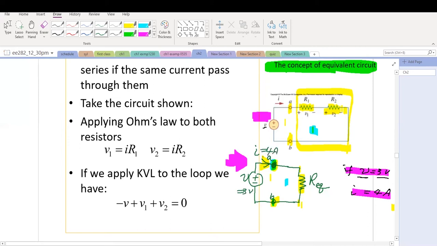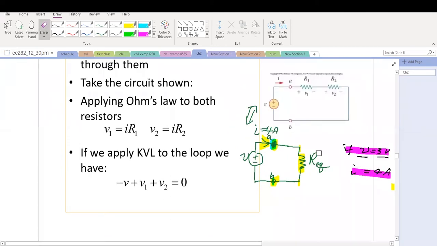Only if these two conditions are satisfied, the same voltage on this terminal and the same current flowing into the terminal or out of the terminal, depending on the direction that the current is defined. It doesn't matter which direction we define. Then these two circuits are equivalent. So next, let's look at what Req is here.